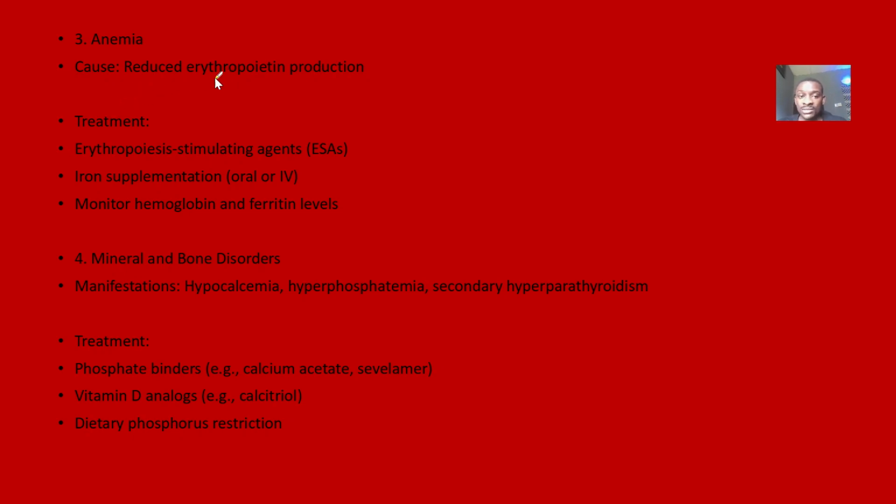The kidney produces a protein known as erythropoietin, which steps up the process of red blood cell production. That's erythropoiesis. So, of course, they are lacking erythropoietin because the production is reducing. So you can use erythropoiesis-stimulating agents, iron supplementation. Then you keep monitoring hemoglobin and ferritin levels. Okay. Then mineral and bone disorders, okay, low calcium, low phosphate, high parathyroid hormone, so you want to use phosphate binders, vitamin D analogs, dietary phosphorus restriction.